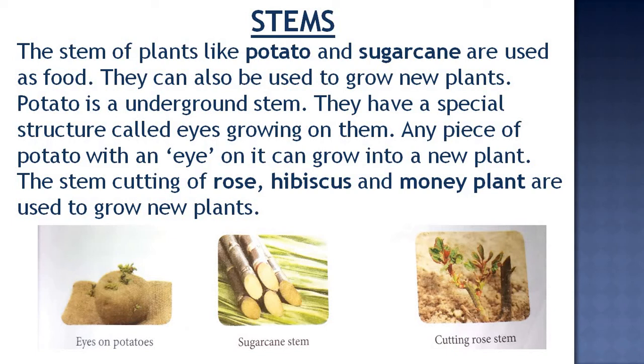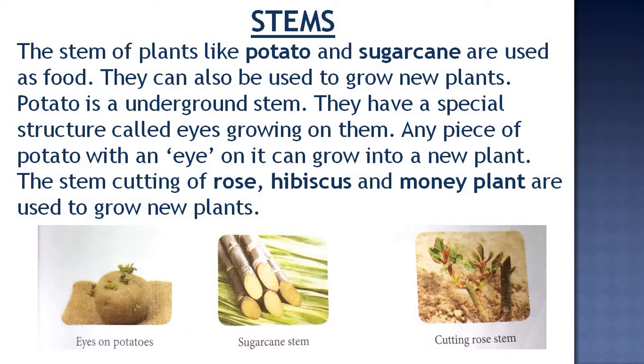Except this, there are some plants like rose, hibiscus and money plant. When you cut their small stem and put it in the soil, you find a new plant grows, especially the money plant. You might have done it also. When you cut the small tip of the stem and put it in the soil, after a few days you find that small portion of the stem starts growing and grows into a new plant. So this method is called stem cutting. Grafting and stem cutting are mainly used in rose. So stem cutting of rose, hibiscus and money plant uses this method to grow into a new plant.